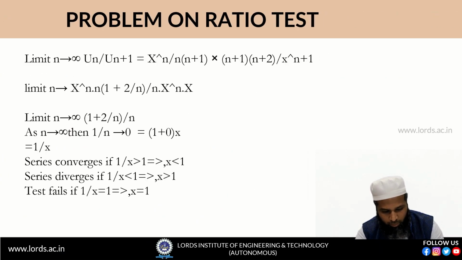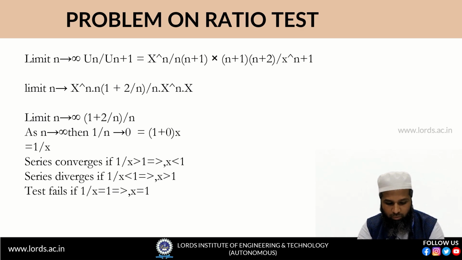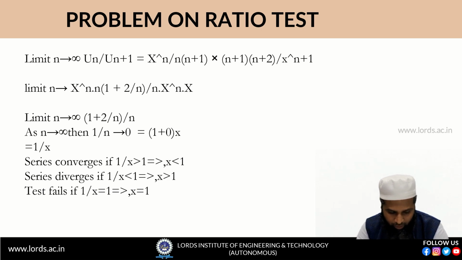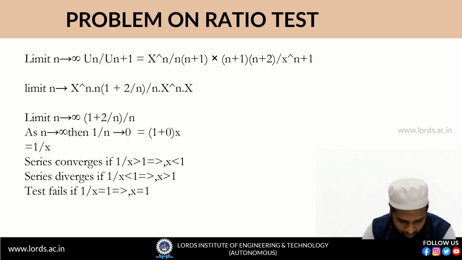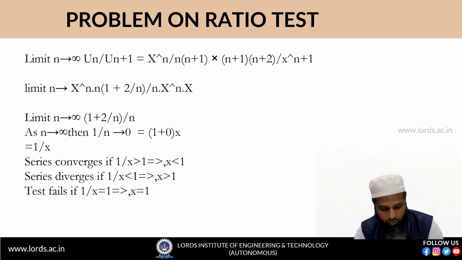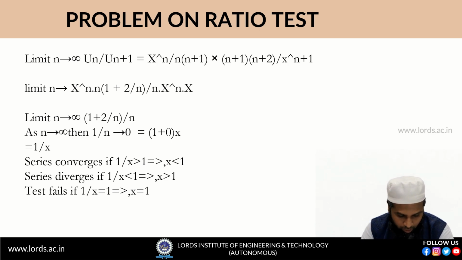Now we have u_n and u_{n+1}. We apply the limit as n tends to infinity, taking the ratio u_n by u_{n+1} and simplifying it. After the simplification, by taking common factors and cancelling, as n tends to infinity 1 by n goes to 0. So finally we get 1 plus 0 divided by x, that is 1 plus 0 divided by x, so the final answer is 1 by x.